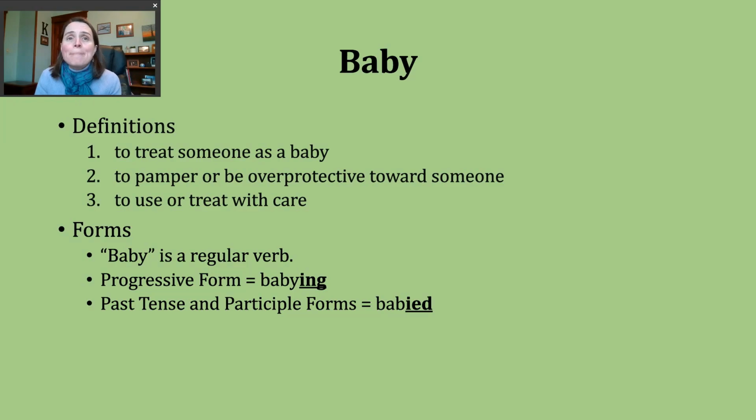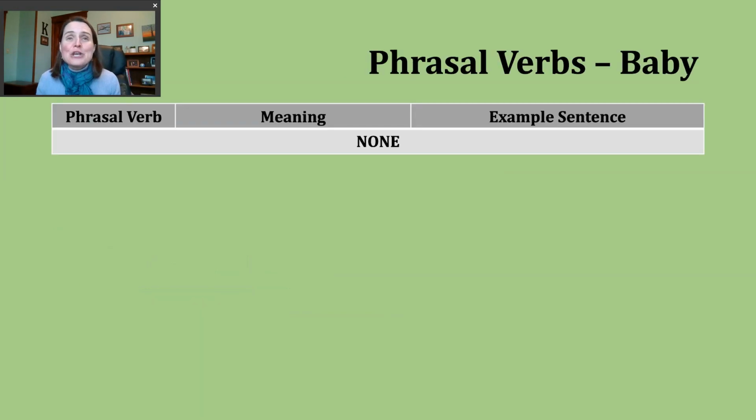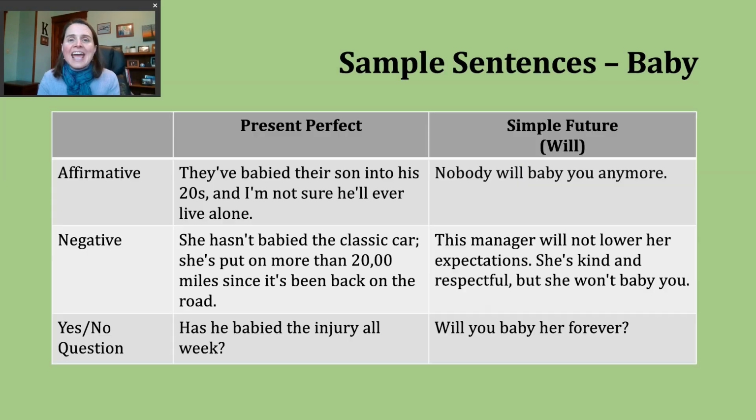Now our base verb, baby, ends in a voiced vowel sound. This means the ed ending is just going to make a D sound, and I'm not going to add an extra syllable to the verb when I say it. So the past tense and the participle forms of this verb should sound like this: babied, babied. Now, you might be happy to know no additional meanings, no phrasal verbs for us to study. So let's move on and do a little verb tense practice.